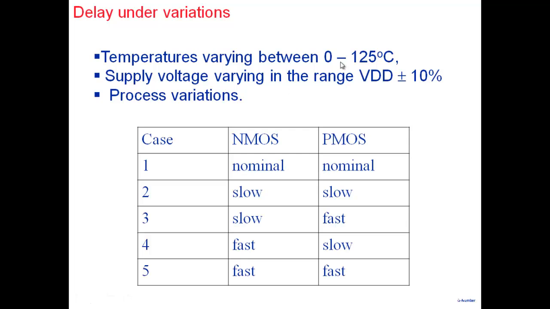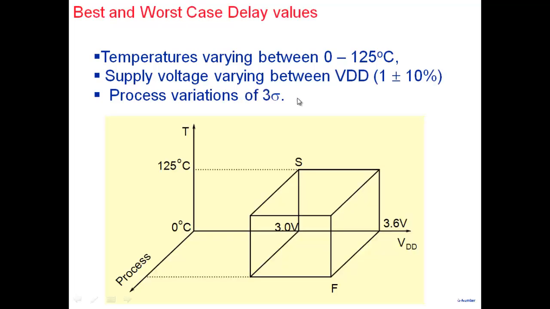Now, delay, let's look at, besides the process variations, slow and fast NMOS, we also have temperature varying between 0 and 125 degrees. And supply voltage can also change. Typically, we take plus minus 10% variation in supply voltage. And process variations, of course, are here. So we can have delay, for a simple inverter that we looked at, lying in a variety of places because of these variations here. Now we can draw this particular diagram here, which helps us to calculate the best and the worst case delay values here.